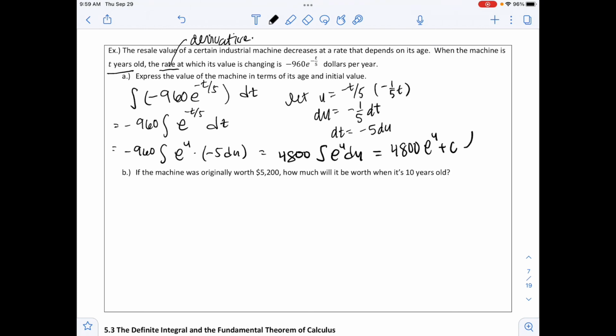And with this, we need to back substitute in, so we get 4,800 e to the negative t over 5 plus c. And so the question was asking to express the value of the machine in terms of age and initial value. And so this would be our value function.